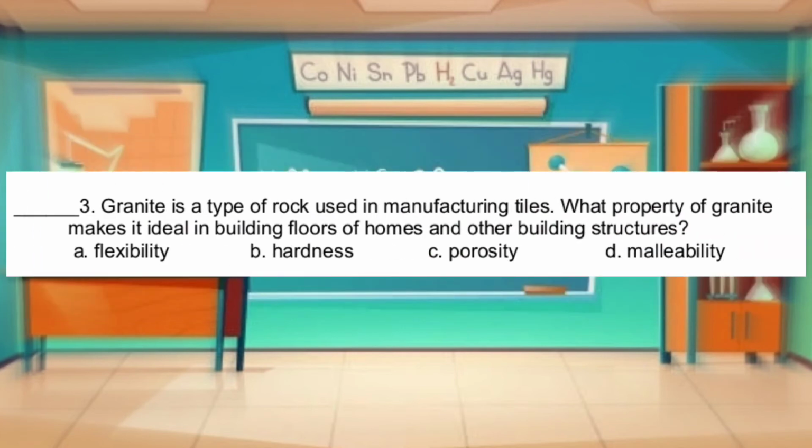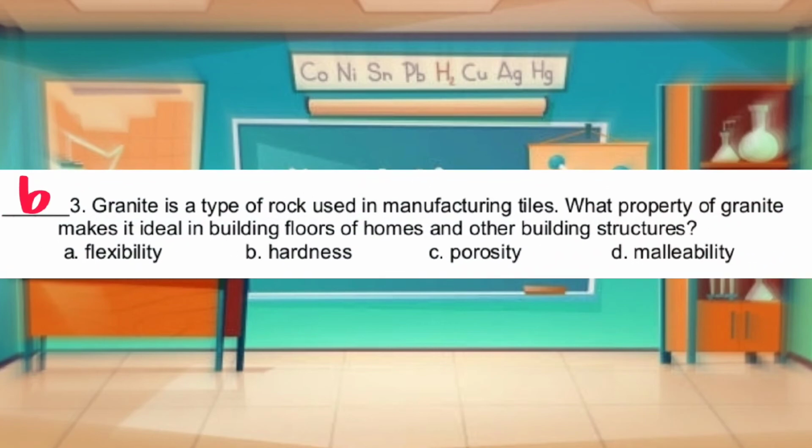Third number. Granite is a type of rock used in manufacturing tiles. What property of granite makes it ideal in building floors and homes and other building structures? A, flexibility. B, hardness. C, porosity. And D, malleability. May I know your answer? Very good. Granite tiles are used because of its hardness. So the answer is letter B.